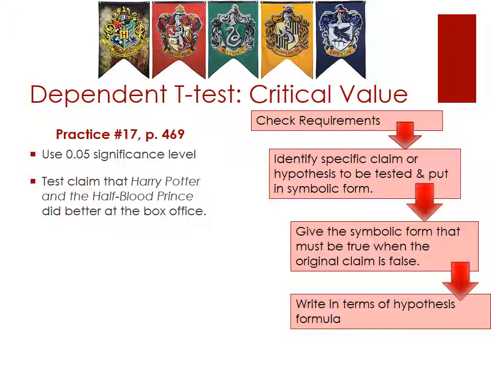that Harry Potter and the Half-Blood Prince did better at the box office than Harry Potter and the Order of the Phoenix. So, again, walking through these steps, it should be very familiar for you by now. We need to check the requirements. So first of all, what are the requirements for a dependent t-test? What do I have to have before I can do a dependent t-test? List out these criteria.